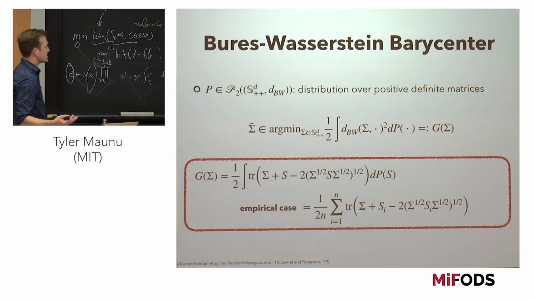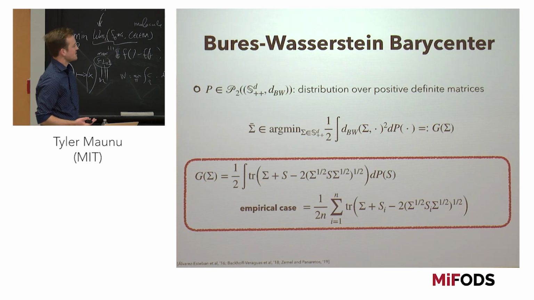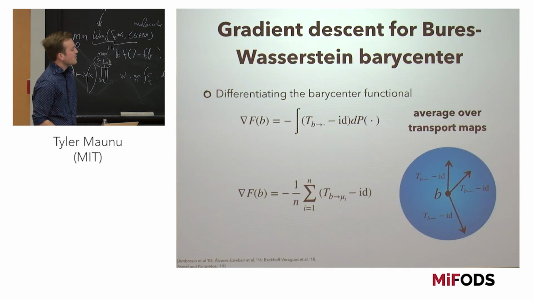Okay, and you can actually write down explicitly what the form of these equations are, right? You get that the thing you want to minimize for the continuous case is just the integral of this trace, and in the empirical case, it's the sum of these. Right, and this is a non-convex program, so we maybe don't know how exactly to solve it. But we can try, right? So we can differentiate this.